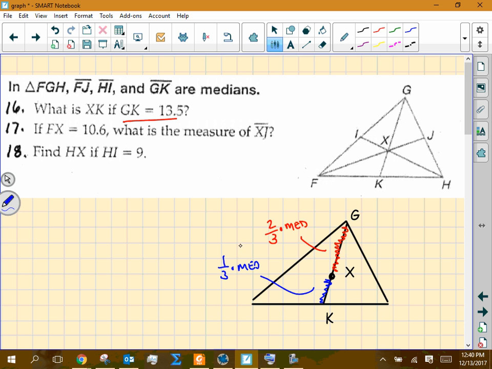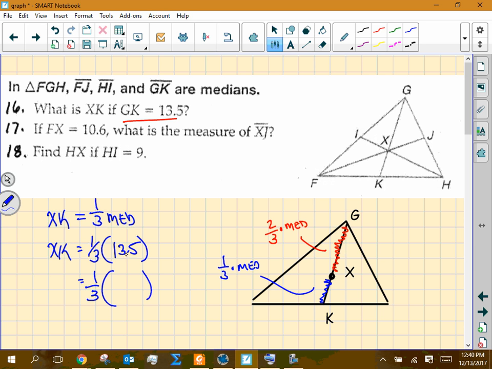So I first got to decide which ratio to use. They're saying X to K, so I know I got to use the 1/3, right? So the way I write this is that X to K is 1/3 the median. Okay? So I'm going to plug in the values that I know. Then X to K, 1/3. My median is 13.5. Now, I don't want to grab a calculator because this is actually a little bit easier to do without a calculator. 13.5 is better written as what fraction?